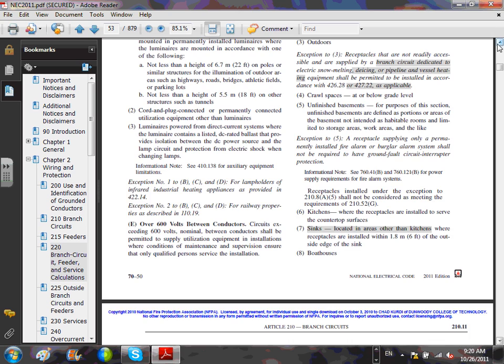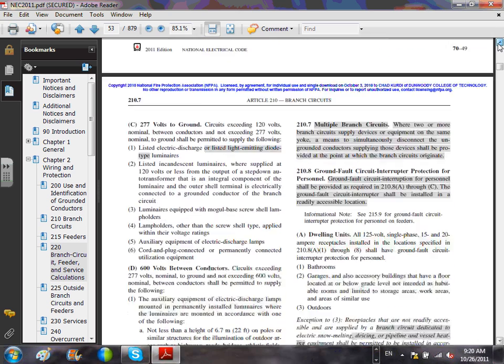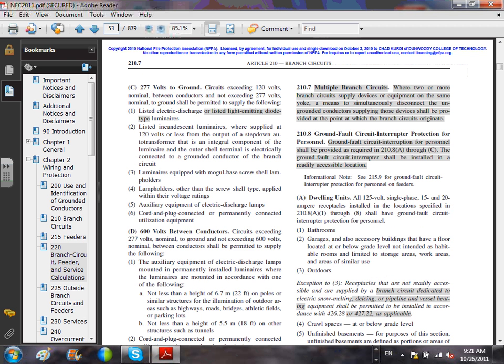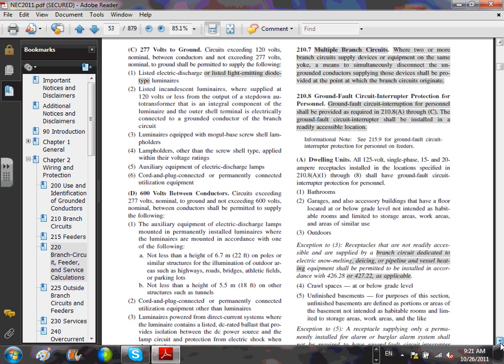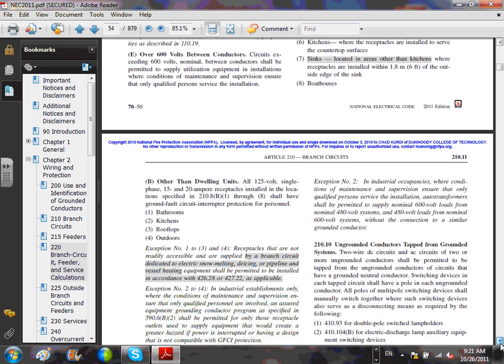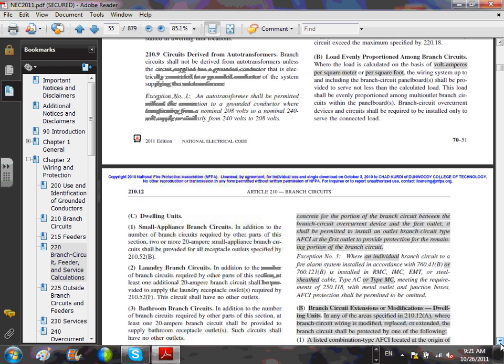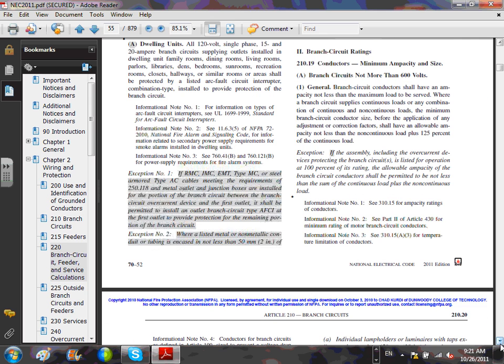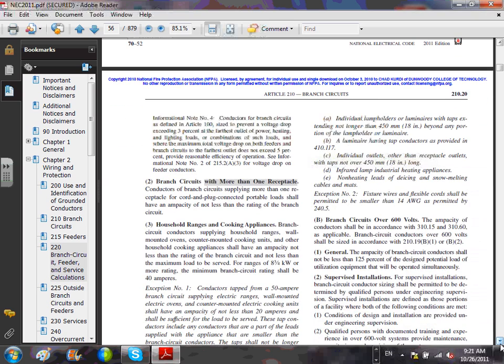Is this fifth? You just look at that. 52. Okay, I thought 50. 53. I hope it's 220.8. Yeah, we're right in the money here. Dwelling units, that 8. We need branch circuits. Interesting. Okay. Branch circuits is right here.